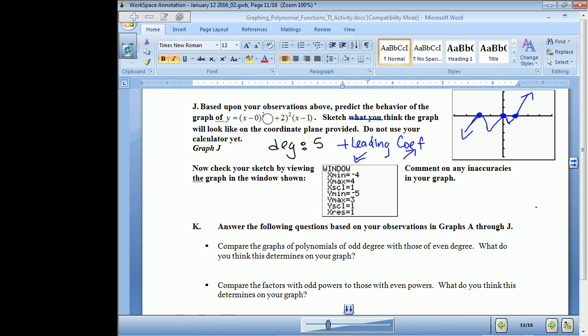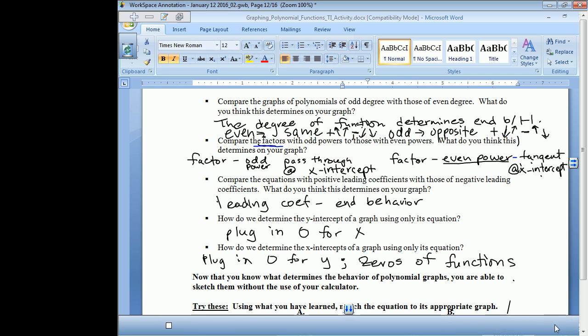Now, is the graph perfect? No, because we don't know exactly where these extrema occur. We don't know how deep these valleys are. But is it close? Yes, it's really close for not having a calculator. Okay, we did this yesterday. If there's anything you guys need to add, this may not be the exact verbiage I used yesterday, but it's the same idea.